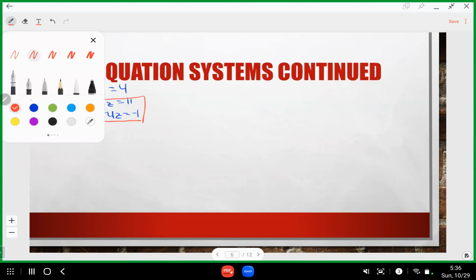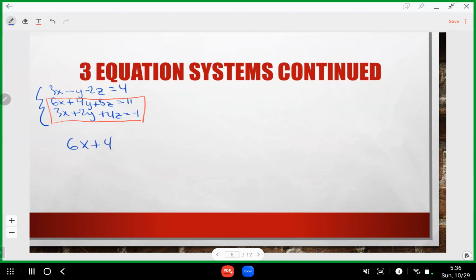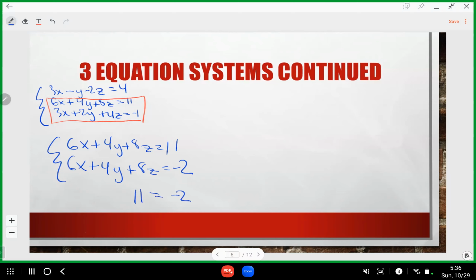So what you were talking about is these two equations, right? These two equations, and immediately it's inconsistent. Do you know why? It's because 6x plus 4y plus 8z is equal to 11. And if you multiply the third one by 2, 6x plus 4y plus 8z is equal to negative 2. This cannot be true, right? Because if these are equal, then you must set 11 equal to negative 2. That's just not possible. Therefore, this system has no solution.